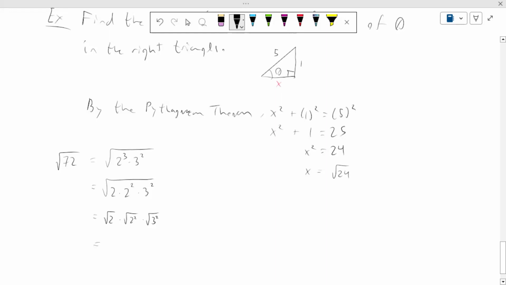But the square root of 2 squared is just 2, right? The square root undoes the fact that you're squaring it. The square root of 3 squared is just 3. So this is just 2 times 3, which is 6, times the square root of 2. Simplifying radicals. Any questions on that? Any questions at all on that?